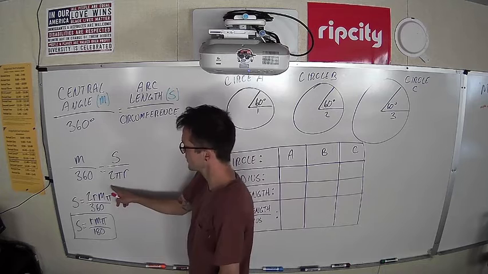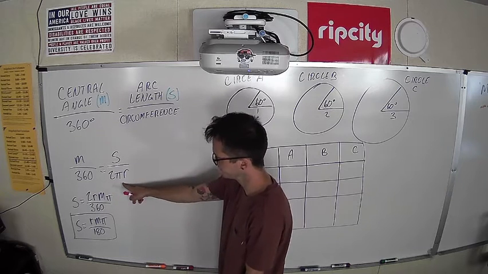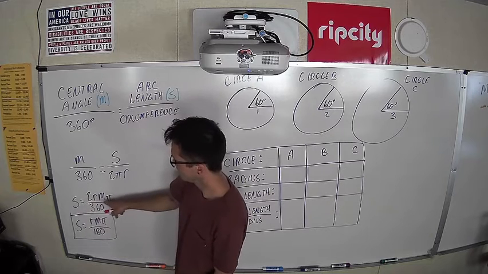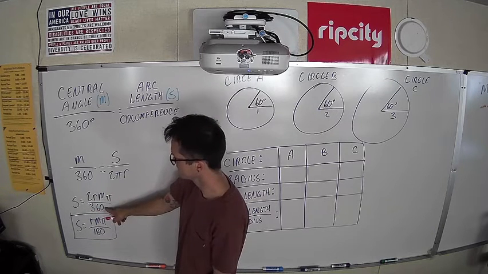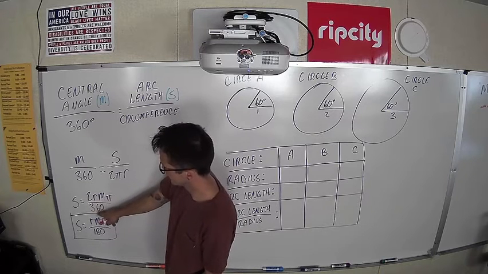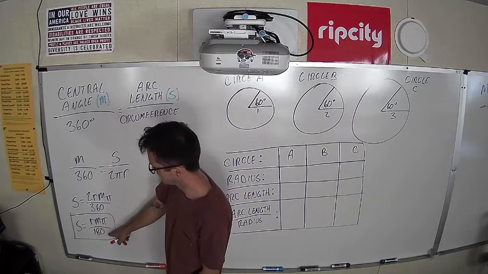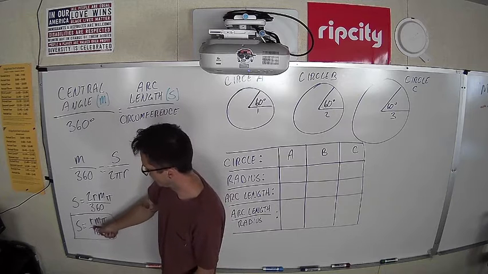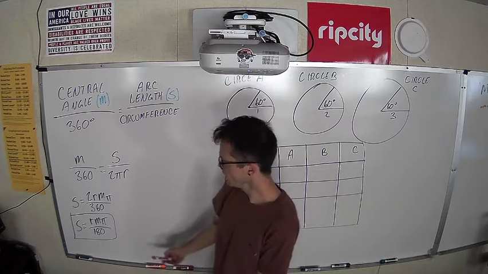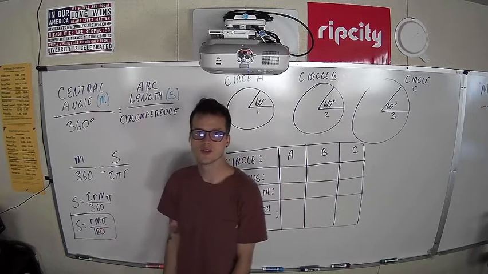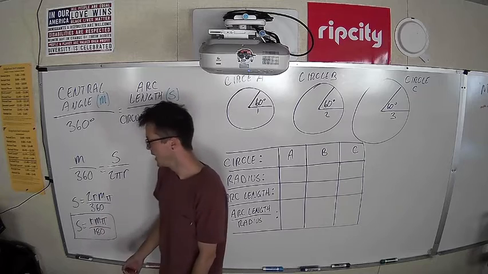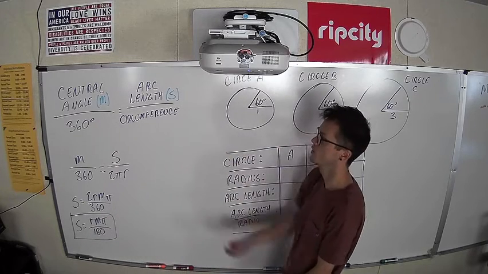What I did is I multiplied both sides by 2 pi r, and then I put the S on the other side. So S equals 2 times pi times r times m divided by 360. It's a little bit gross, so we could simplify it slightly, because 2 divided by 360 is 1 over 180. So we have r times m times pi over 180. If we have the radius and the measure of that central angle, all we have to do is plug those two pieces of information in, and we'll have our arc length, which again we've called S.